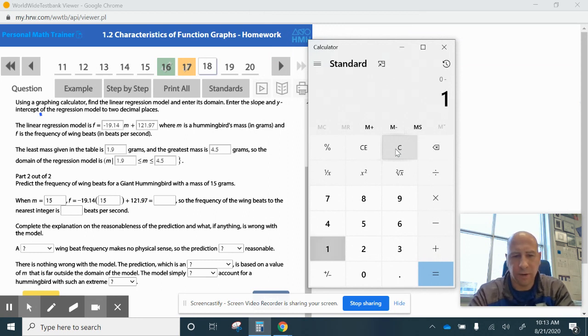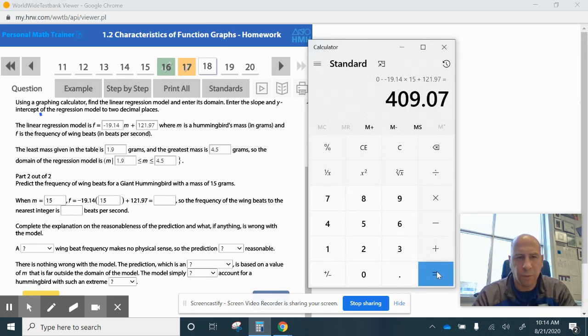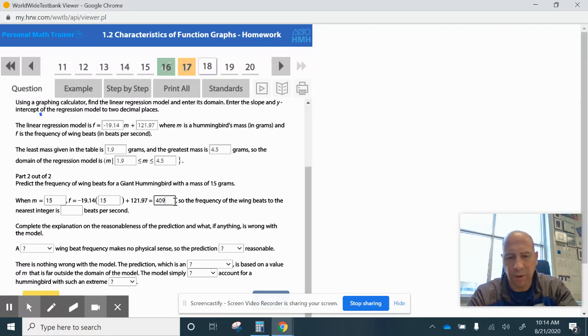Oh, no, I'm sorry, negative 19.14. There should be a times button. No, that's weird. Oh wait, no, that's right. Negative 19.14. I thought I put a negative in there. Negative 19.14 times 15 plus 121.97. So it's negative 409.07. So negative 409.07. Complete the explanation, the reasonableness of prediction, and what, if anything, is wrong with the model.